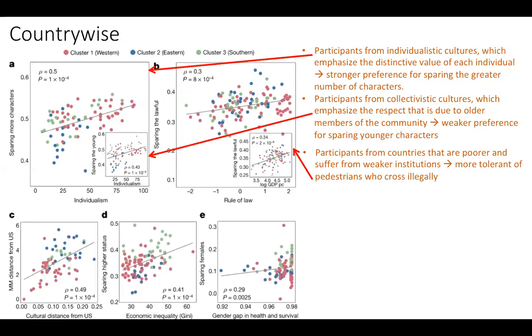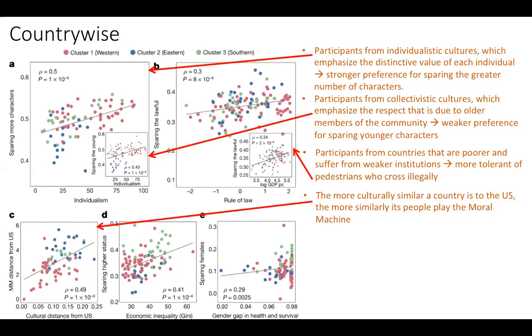The next set of plots that the authors make are also very interesting. So they did a US-centric study, where what they wanted to see is that if some country is culturally similar to the US, then does the moral machine observations from that country on an aggregate level also correlate with this cultural distance? And what they observe is that countries which are culturally more similar to the US have more similar moral machine properties.